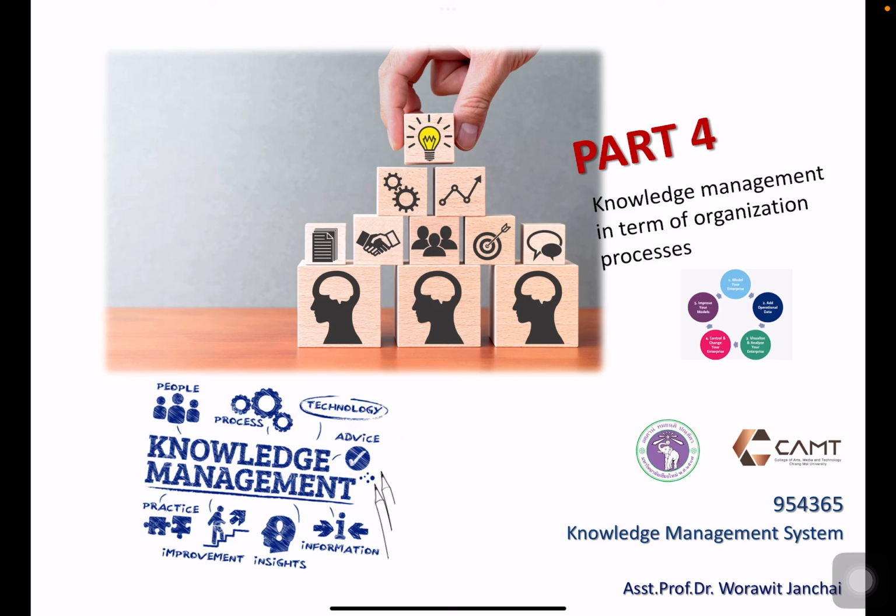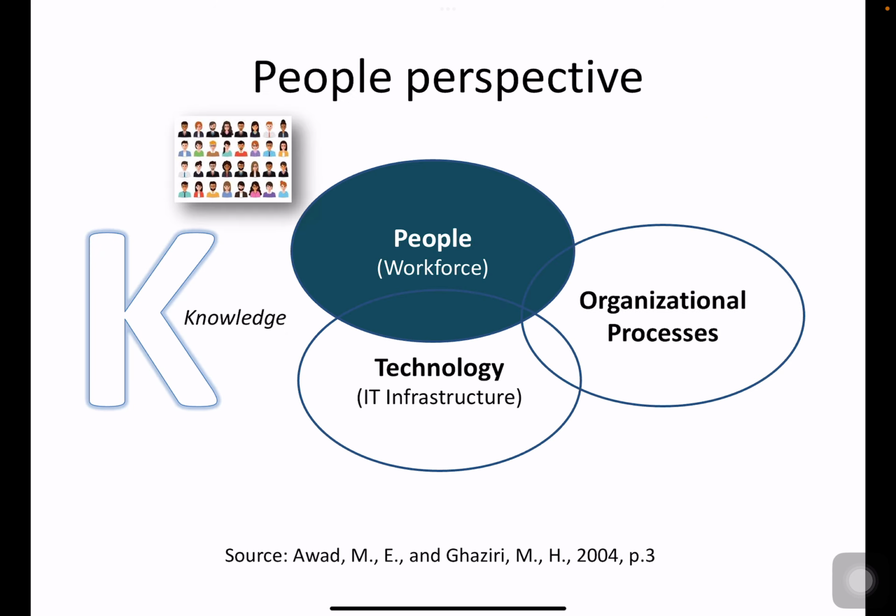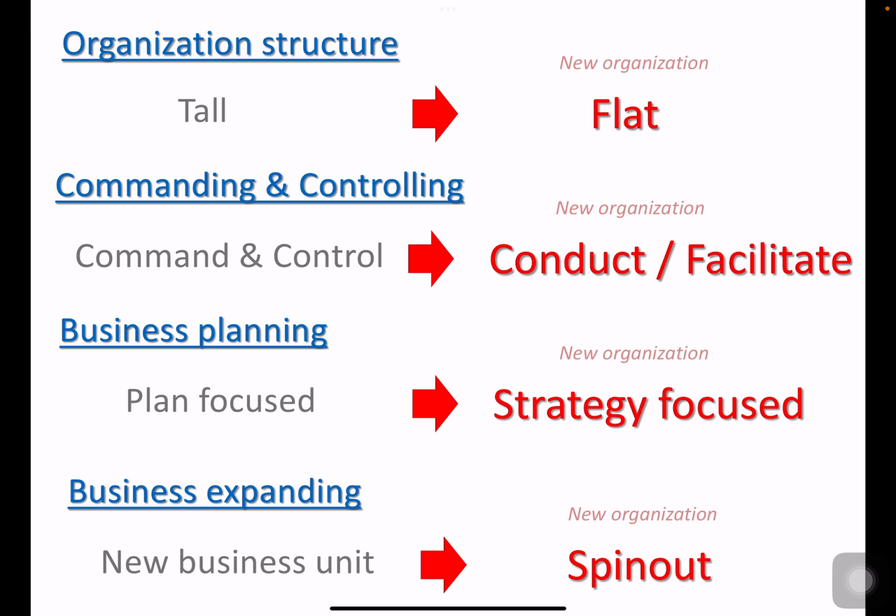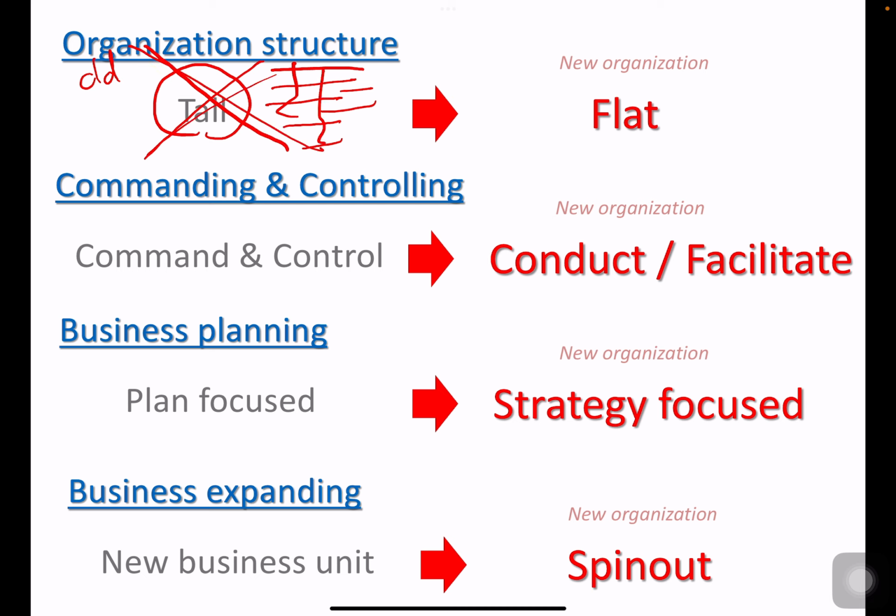Okay, let's continue to talk about part 4 of process organization. The last time, we talked about the organizational process and the old organization, which is a tall organization with many levels, like a hierarchy. But we don't want this. We would like to change to the new organization as a flat organization.